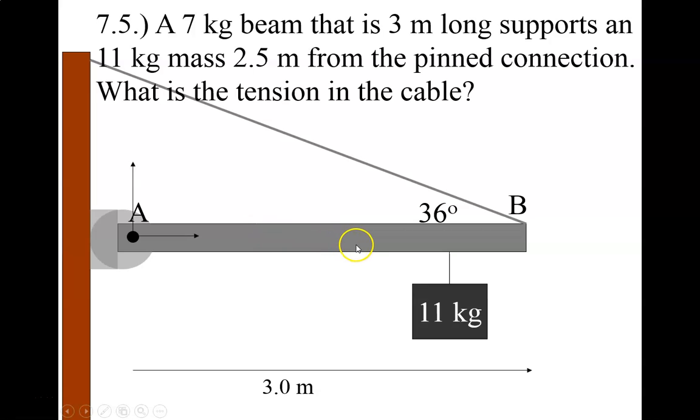So we've got this beam. The beam itself is 7 kilograms, and it's 3 meters long. So that 7 kilograms, 7 times 9.8, we're going to put it 1.5 meters from the left side. This 11 times 9.8, we're going to put it 2.5 meters from the left side. And then here we've got a tension component. This is going to have an X and a Y direction. We're going to break it apart into its X and Y components and deal with those. But ultimately, what we want to find is the tension in the cable.